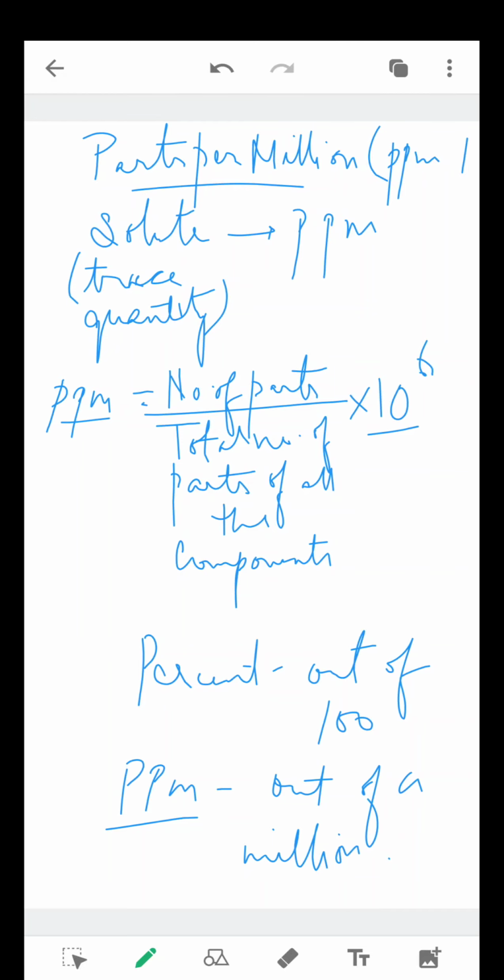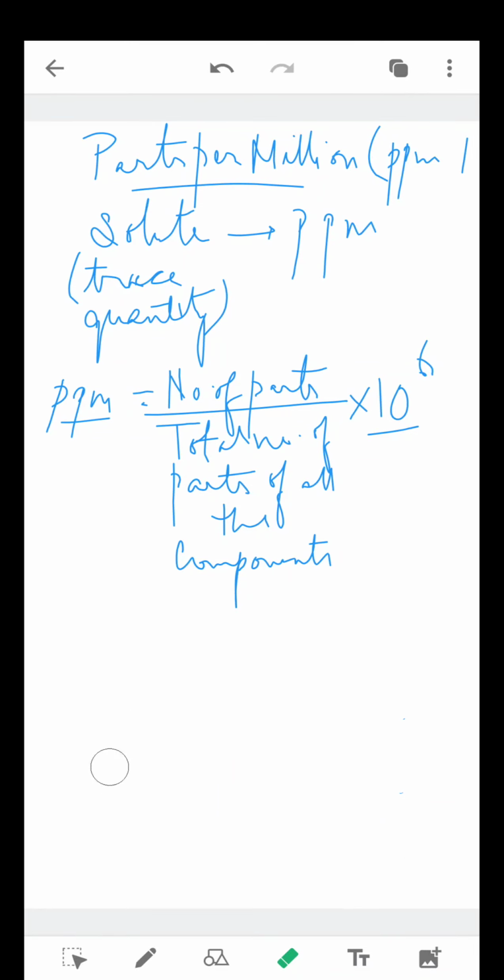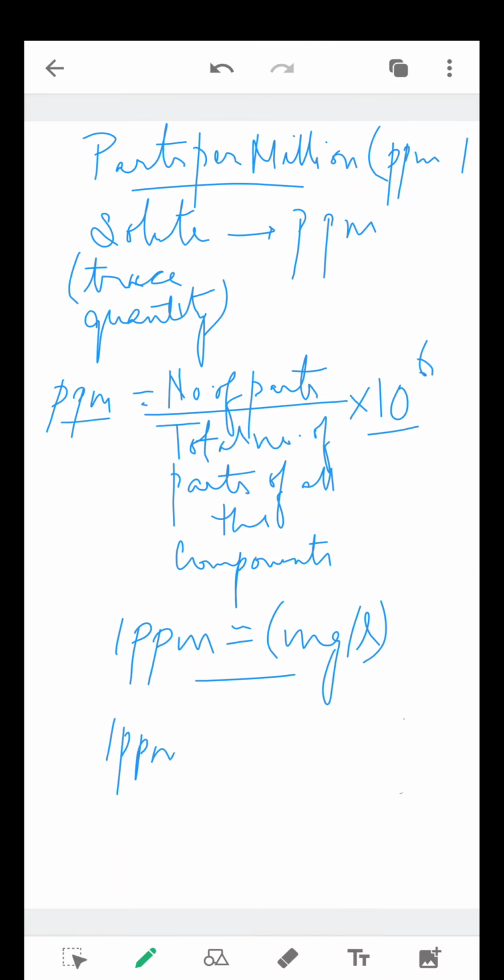For just 1 parts per million, 1 ppm, it is equivalent to 1 milligram of something per liter of water. The concentration of pollutants in water or atmosphere is often expressed in terms of parts per million. Now parts per million is also equal to per kg. 1 parts per million is also equivalent to 1 milligram of something per kg.